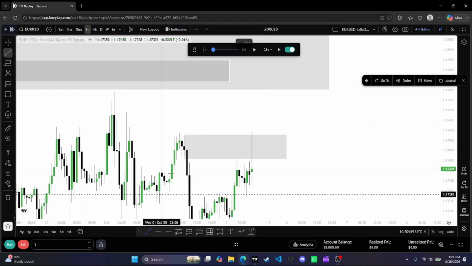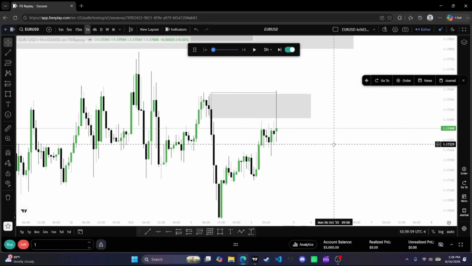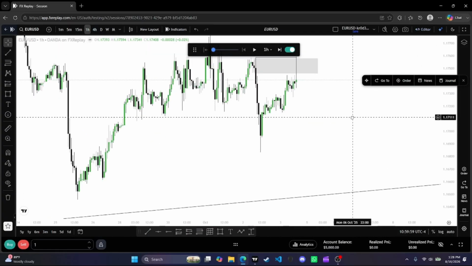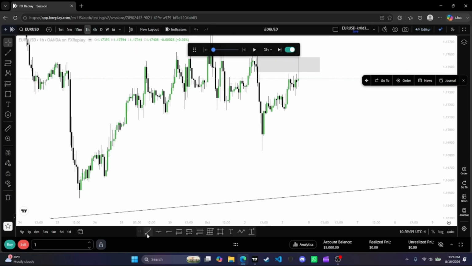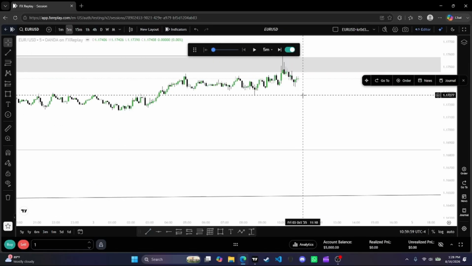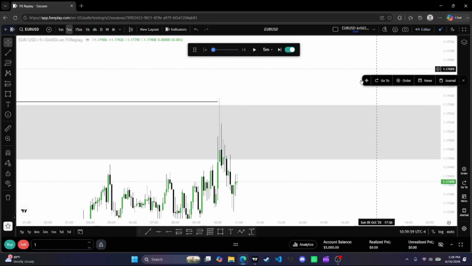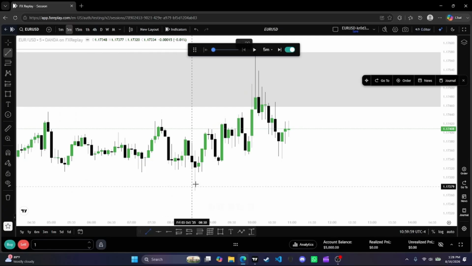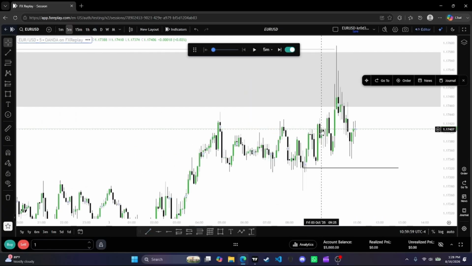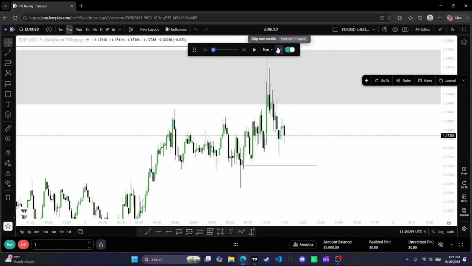Nice. We have a sweep. So now what we can expect is it sells to this particular low. We'll move to lower time frame. You can wait for a market structure shift over here, confirm your trade.